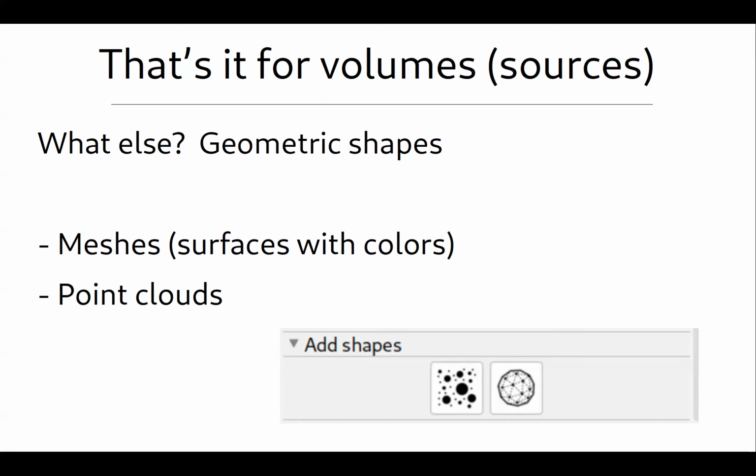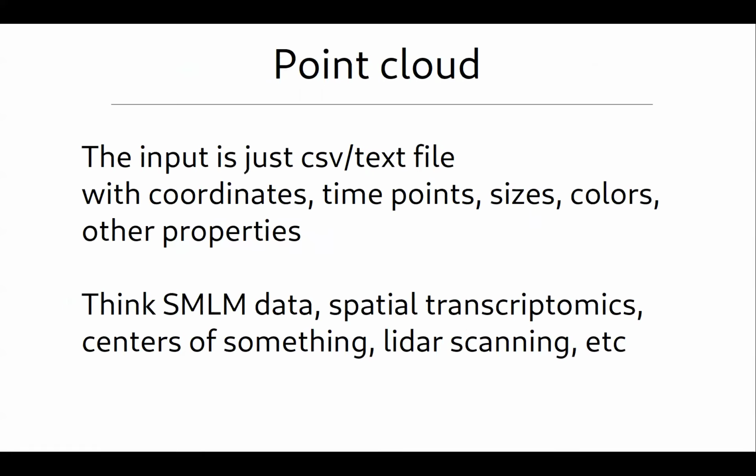You can also use a point cloud. You can render a point cloud, and basically a point cloud is a set of 3D points. The input for the point cloud is usually just a text or CSV file where you have 3D coordinates, and it can have some time points. Each point can change its position over time, so it can be tracks, it can change the size, it can change the colors. Practically, it can be, of course, single molecule localization data. This is the super resolution technique where you have, in the end, the coordinates of the molecules. You can use it for anything: spatial transcriptomics, centers of cells, even, in principle, lidar data.